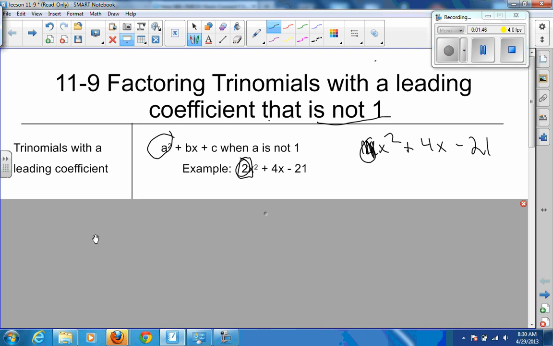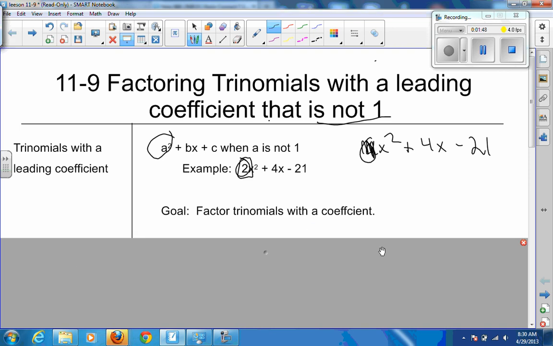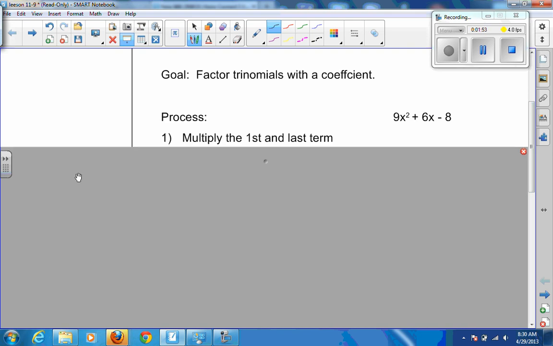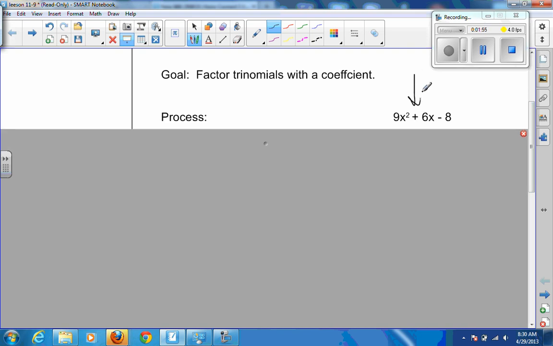Here we go. Our goal today, like I said, is to factor trinomials with a coefficient, that's with a number out front. And here is the example that we are going to use throughout this process. So what is the process?